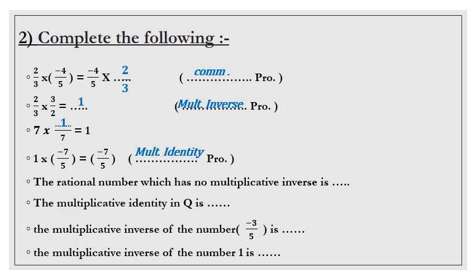Next, the rational number which has no multiplicative inverse is 0. Okay, the multiplicative identity in Q is 1. The multiplicative inverse of the number negative 3 over 5, reverse the fraction but do not change the sign, is negative 5 over 3. The multiplicative inverse of the number 1 is 1, and the multiplicative inverse of the number negative 1 is negative 1.